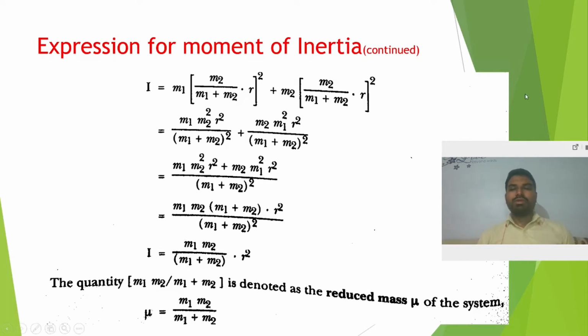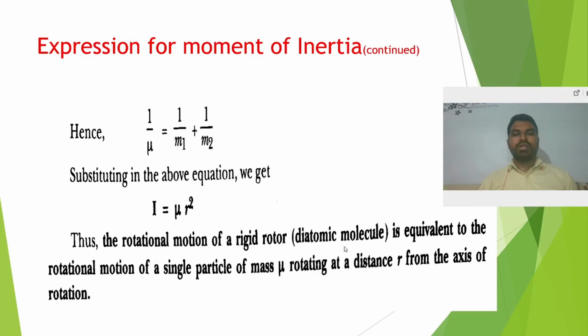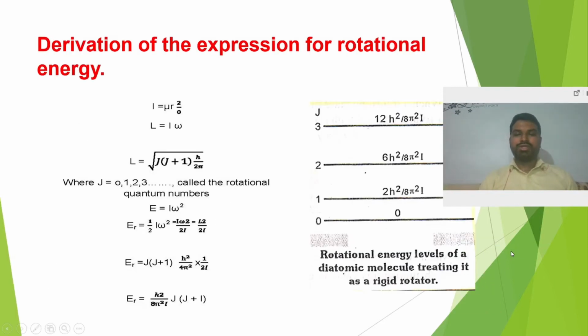Now what will be the equation if we substitute nu in the above equation? It becomes I is equal to nu r square. Hence 1 upon nu is equal to 1 upon M1 plus 1 upon M2. Now substitute this, as I have said that I is equal to nu r square. Thus the rotational motion of a rigid rotor, that is a diatomic molecule, is equivalent to the rotational motion of a single particle of mass nu rotating at a distance of r from the axis of rotation. This is the equation for moment of inertia.